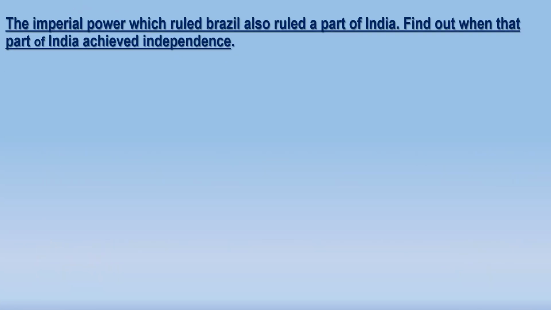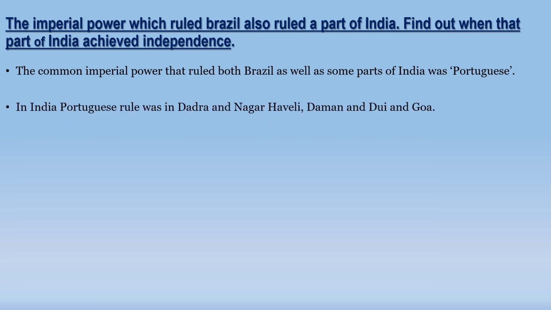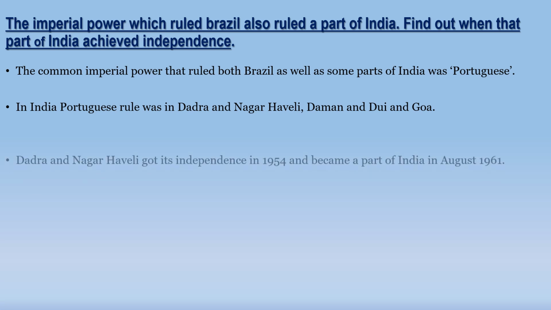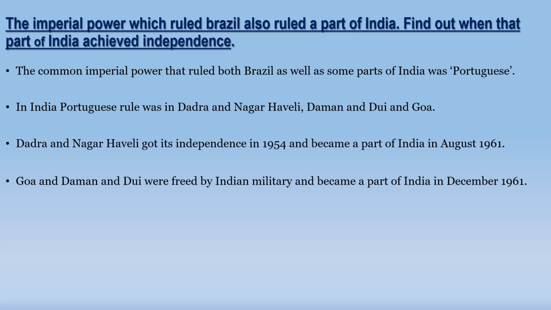On to our last question. The imperial power which ruled Brazil also ruled a part of India. Find out when that part of India achieved independence. The common imperial power that ruled both Brazil as well as some parts of India was Portuguese. In India, Portuguese rule was in Dadra and Nagar Haveli, Daman and Diu, and in Goa. Dadra and Nagar Haveli got its independence in 1954 and became a part of India in August 1961. Goa and Daman and Diu were freed by the Indian military and became a part of India in December 1961.